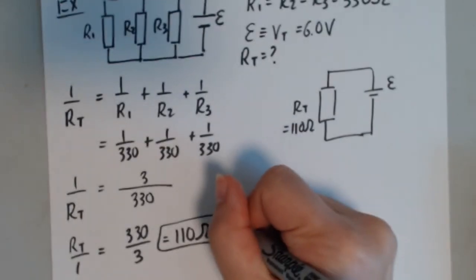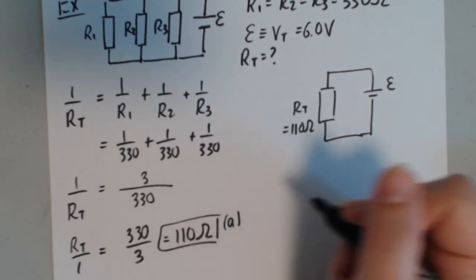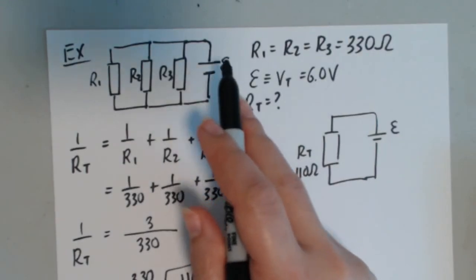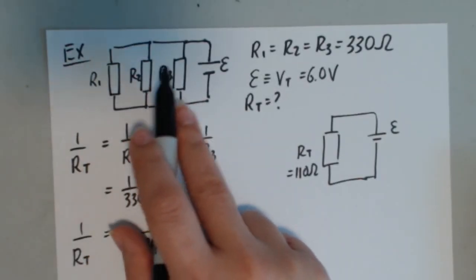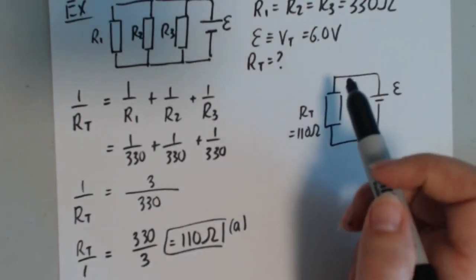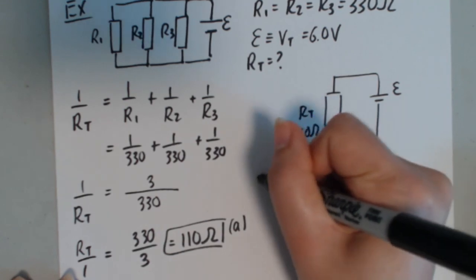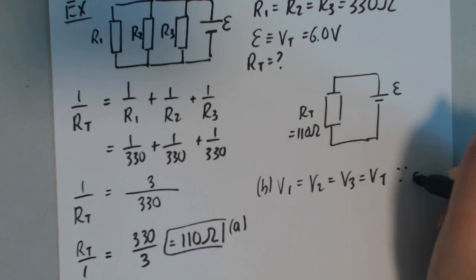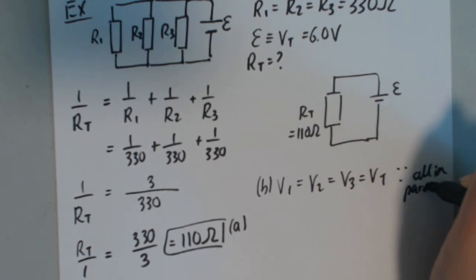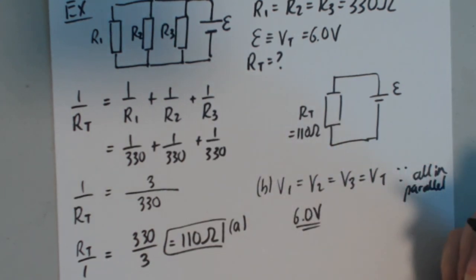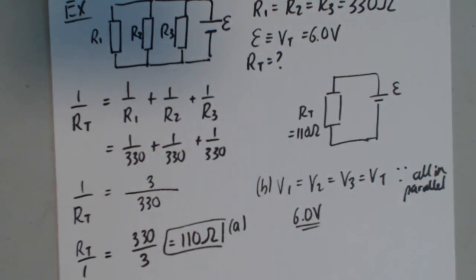So that's part A. What is the circuit's resistance? Part B, what is the voltage on each resistor? So if you remember with a parallel circuit, whatever voltage you have for the source, it's the same voltage across each of these. Now, that's assuming that the resistance is the same, which it is. Okay, so for part B, I know that V1 equals V2 equals V3 equals V total, since all in parallel. And so they all equal 6 volts.